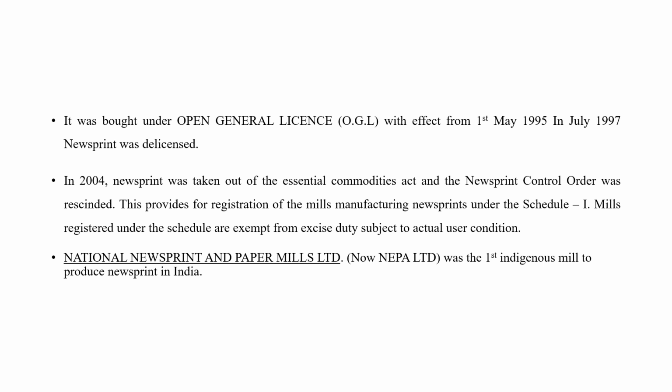In 2004, newsprint was taken out of the Essential Commodities Act and the Newsprint Control Order was rescinded. This provides for registration of mills manufacturing newsprint under Schedule 1. Mills registered under the schedule were exempted from excise duty subject to the actual user condition. National Newsprint and Paper Mills Limited, now NEPA Limited, was the first indigenous mill to produce newsprint in India.